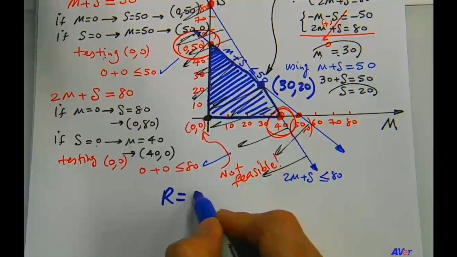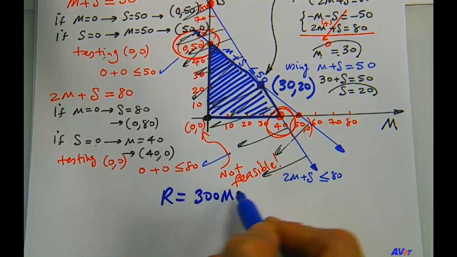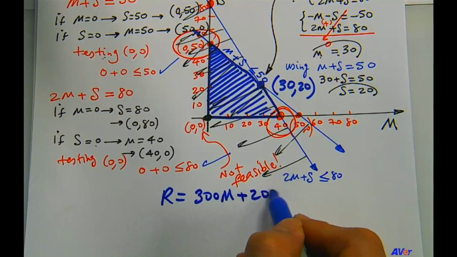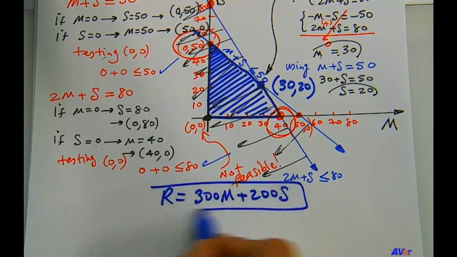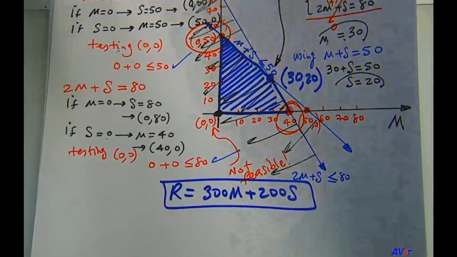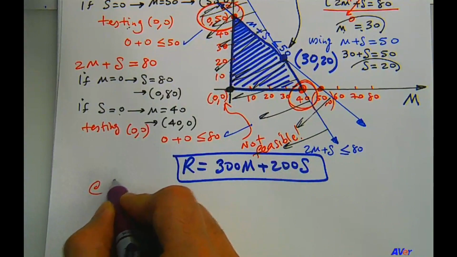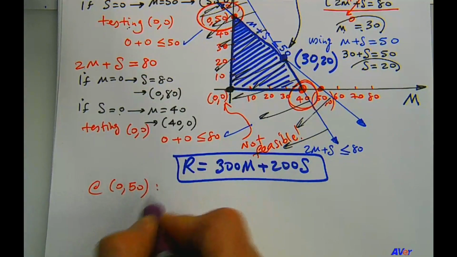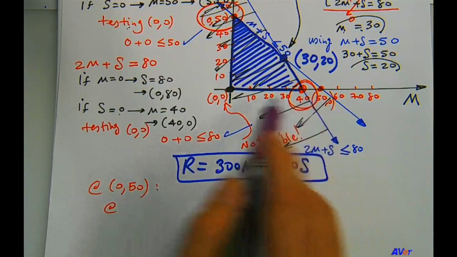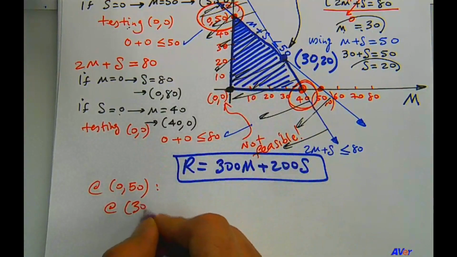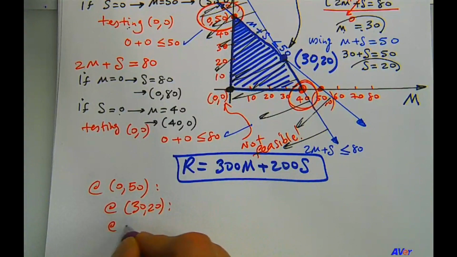R equals 300m plus 200s. We're maximizing this using those 3 points. This time I'm going to go clockwise. So at 0, 50, then at 30, 20, at 40, 0.